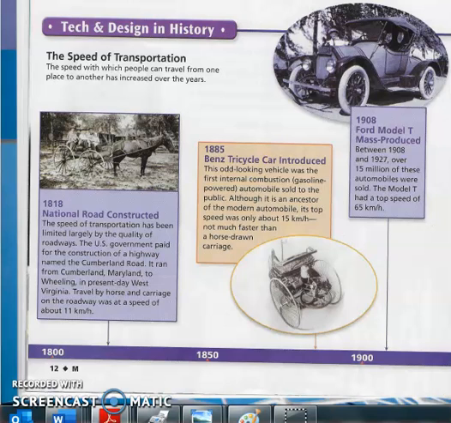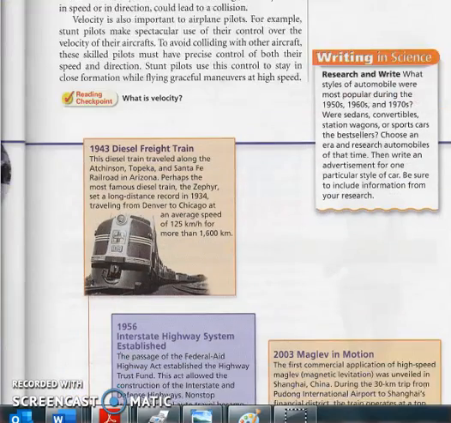In 1885, Benz tricycle car introduced. The odd-looking vehicle was the first internal combustion gasoline-powered automobile sold to the public. Although it is an ancestor of the modern automobile, its top speed was only about 15 kilometers per hour, not much faster than a horse-drawn carriage. In 1908, Ford Model T passed production between 1908 and 1927. Over 15 million of these automobiles were sold. The Model T had a top speed of 65 kilometers per hour.